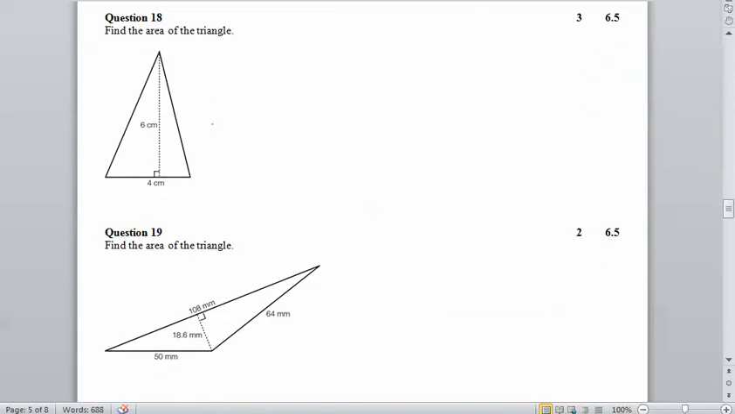Okay, area of a triangle. Just sit down, James. I want to see you. Out there on the chair, please.